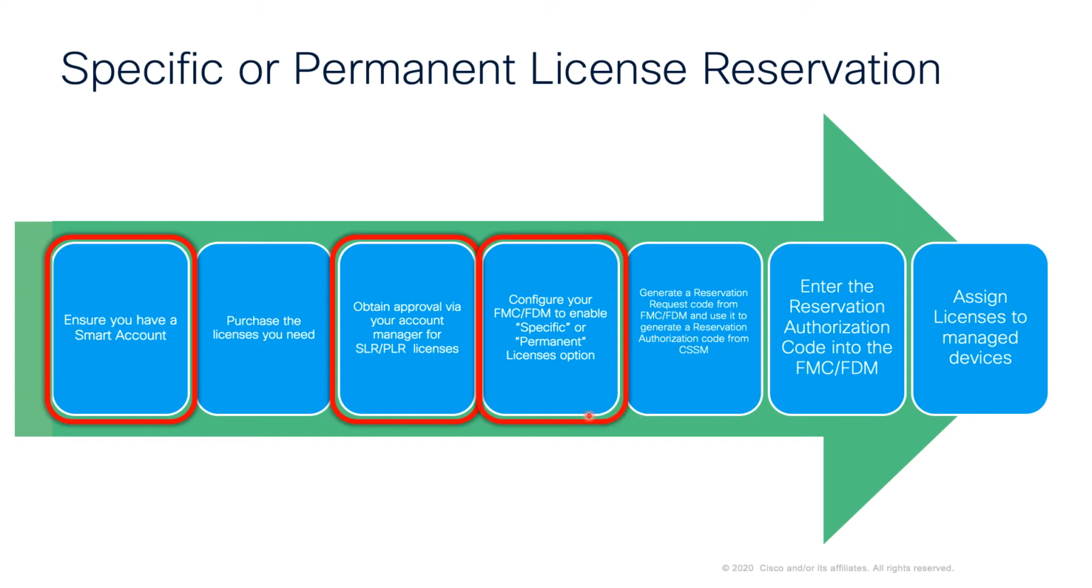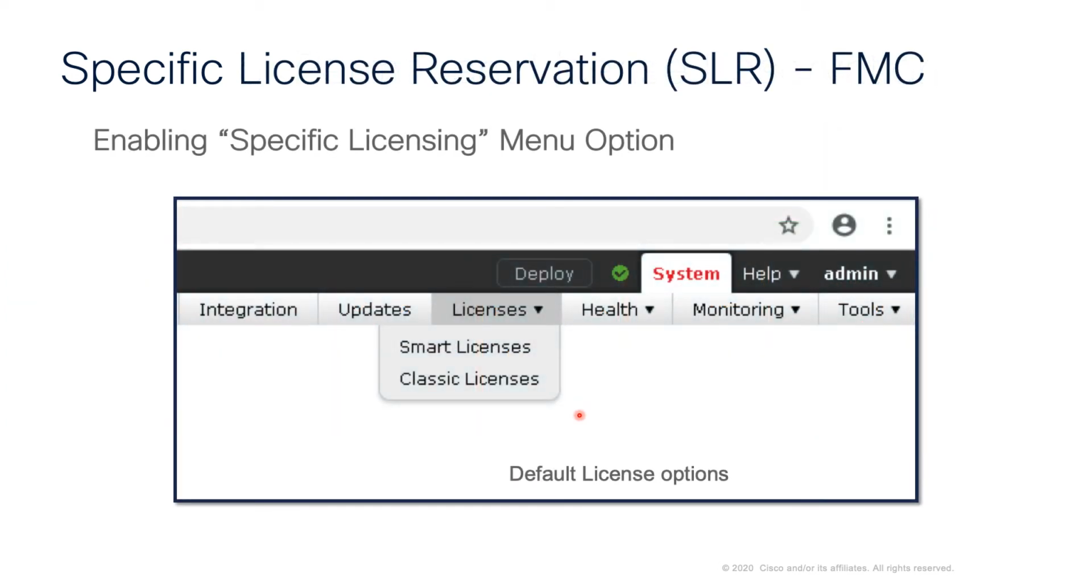And then you do need to configure your Firepower Management Center or your Firepower Device Manager to enable these specific or permanent license options, because they are not enabled by default. So once you have ensured that you have your smart account, and you've spoken with your Cisco representative to get approval to enable specific license reservation or permanent license reservation, one of the first things we need to do is enable that option within your FMC.